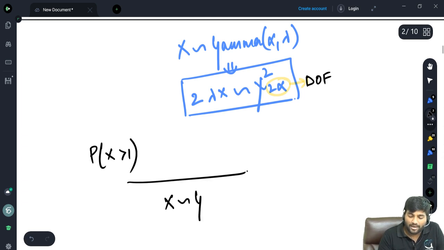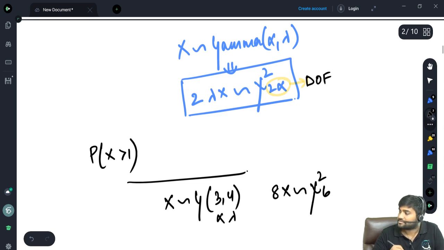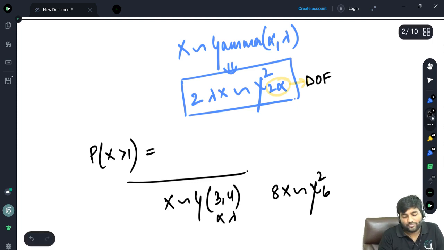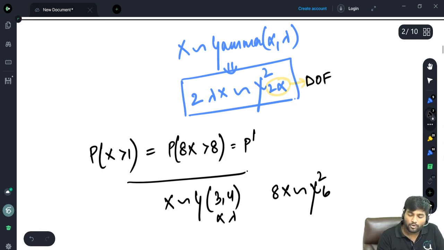So now, x was following what? Gamma 3 comma 4. This is alpha and this is lambda. So 8x will follow what? Chi square 6. Yes or no? 2 lambda x, 2 into 4 into x. X does not follow chi square. 8x follows chi square with 6 degrees of freedom. And what is degrees of freedom? How many values can a distribution take freely? I will explain it. So x is greater than 1. We can say 8x is greater than what? 8. Or probability chi square 6 is greater than 8.